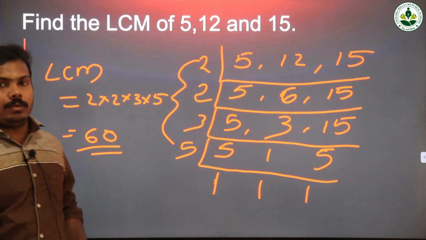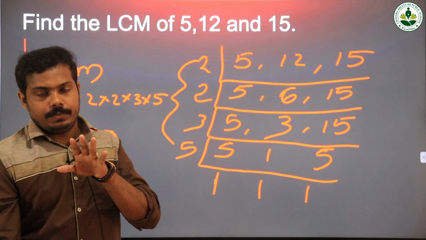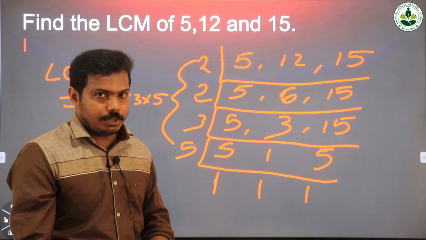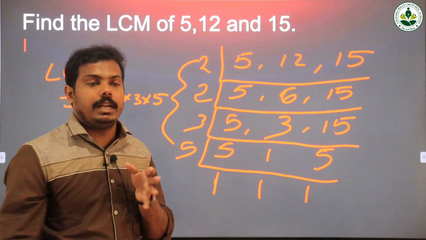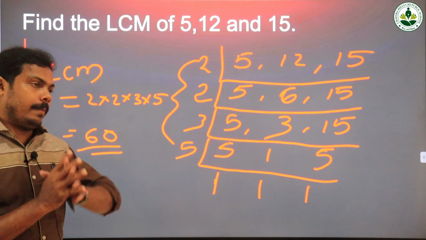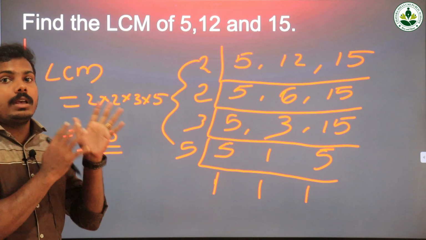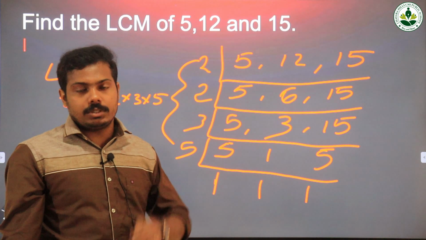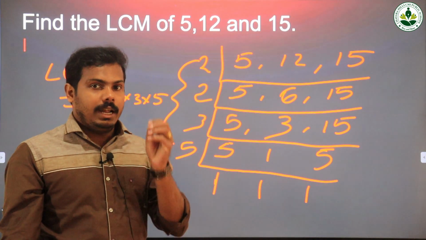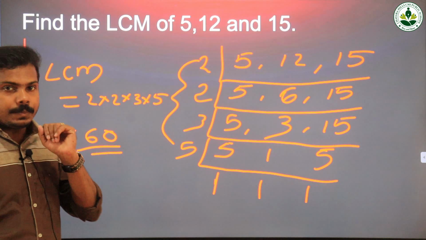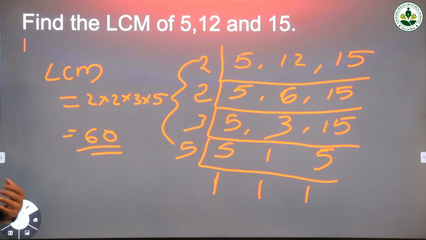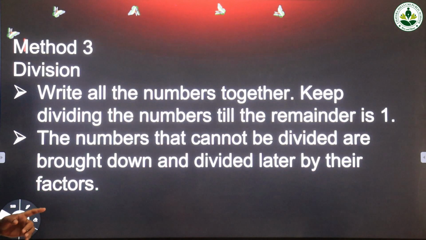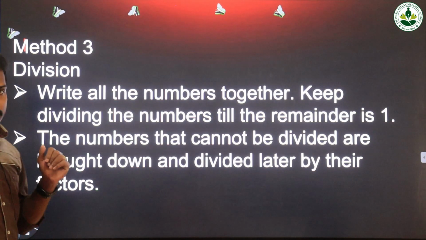So this is the method we use to find the LCM. From now onwards, we are going to use the third method, the division method, to find the LCM. For finding the HCF, we use the prime factorization method. But for finding the LCM, we use the division method. Third method, division method. Okay, we can do more questions. Anyway, once again I will tell how to find the LCM of numbers using the division method.